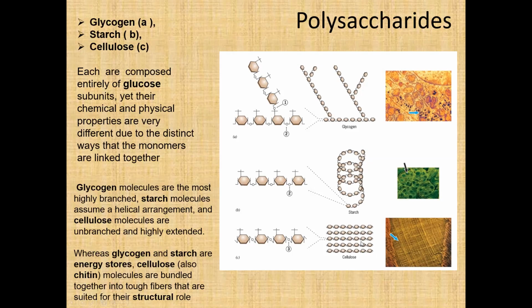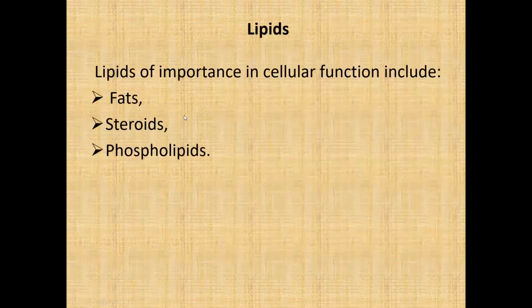And please take into account that starch and cellulose belong to plant polysaccharides, while glycogen belongs to animal polysaccharides because, for example, our cells accumulate glycogen and not starch, of course.